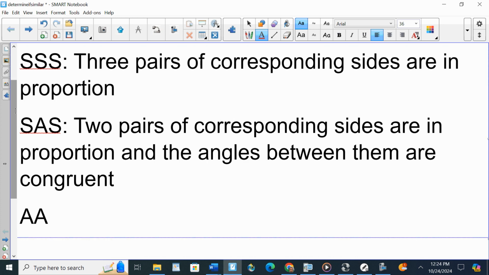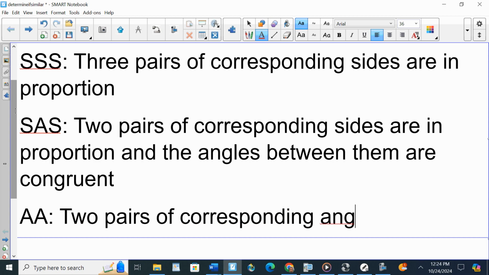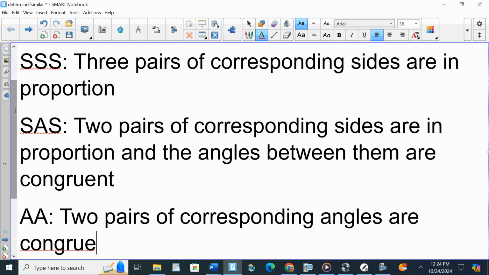And finally, AA: two pairs of corresponding angles are congruent. So those are the three methods for proving triangles are similar.